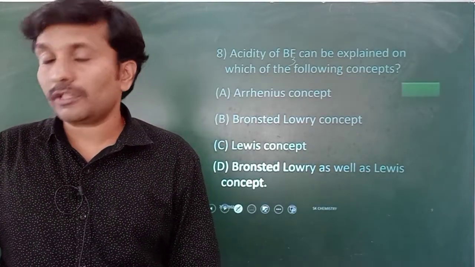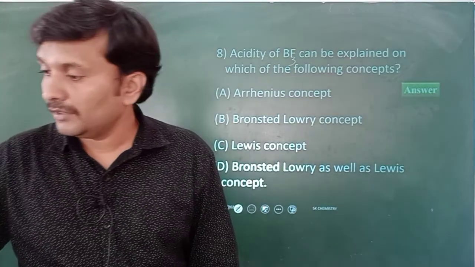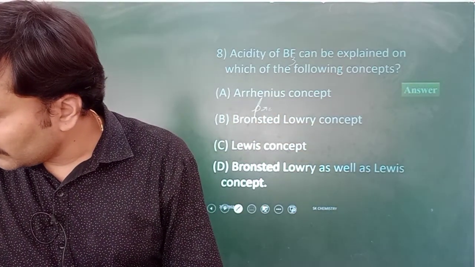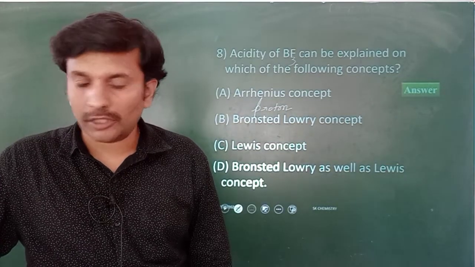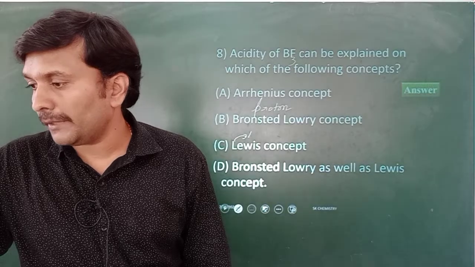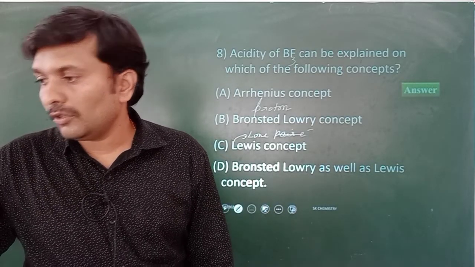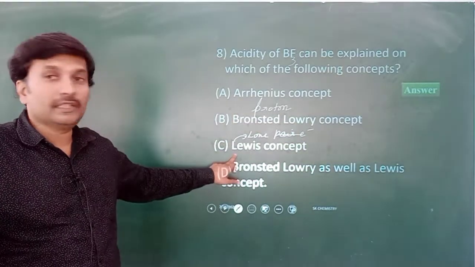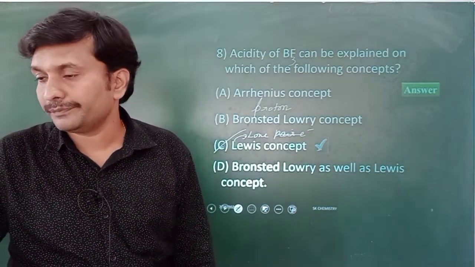The Bronsted-Lowry theory is for proton. This is for proton. The L in Lewis, for lone pair, you take it. So the lone pair of electron concept is the Lewis concept. So definitely it is which option? C option. Next.